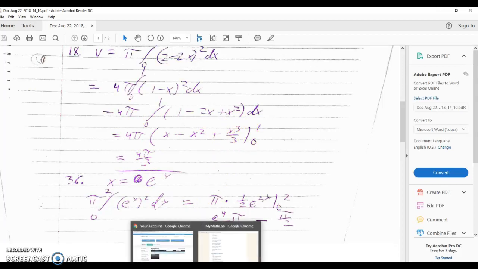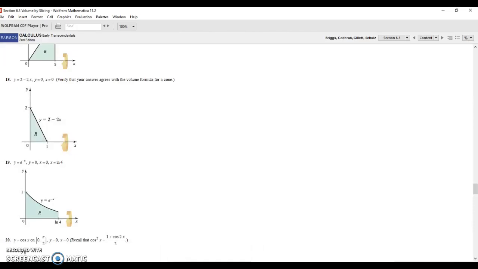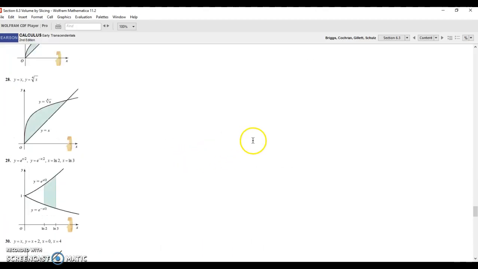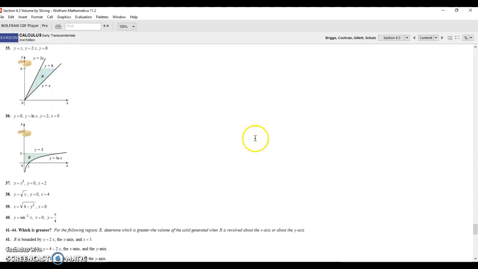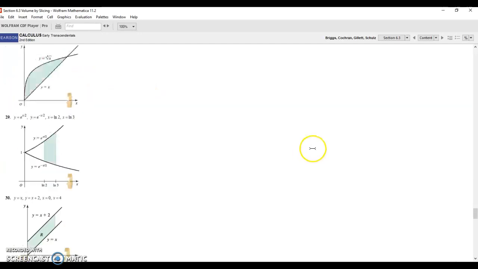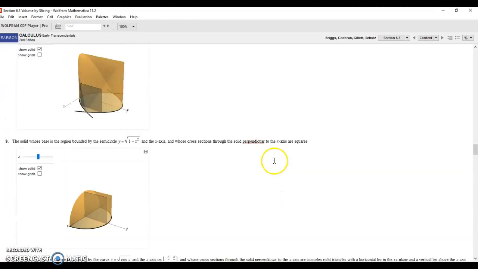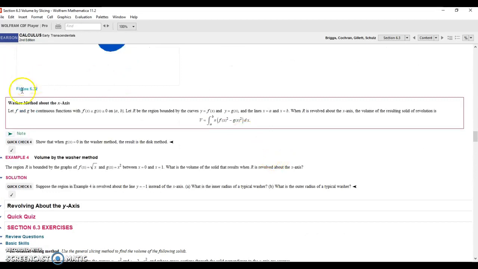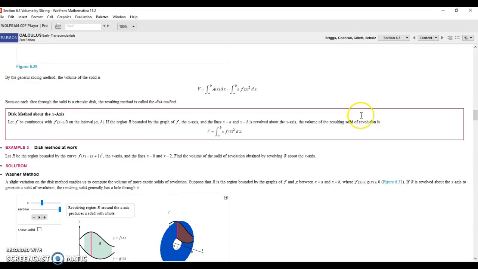Okay. The next thing that we're going to look at is number 36. And this is just doing this about the y-axis. Well, the formula just changes, right? So our formula that we had previously was the disk method about the x-axis. Well, for the y-axis, it just changes. You need an f of y dy is basically all that changes. And then we need our interval to go from y equals something to y equals something.